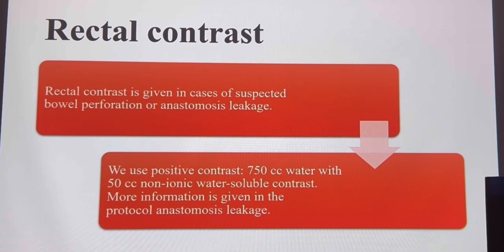Okay? In cases of leakage, we'll give you a specific lecture on how to deal with anastomosis leakage. It has particular features. Rectal contrast is also always accompanied by IV contrast. Why? Because the suspicion with rectal contrast is perforation and anastomosis leak. It is post-surgical or pre-surgical. We have to know the viability of the organ. So we have to give IV contrast to see the enhancement of the wall. Is it viable or not viable? Thank you very much.